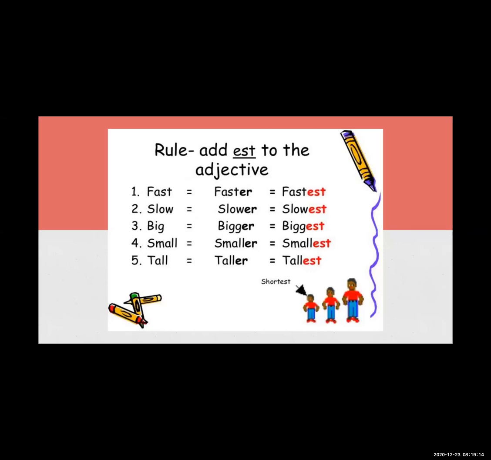Now what is the rule in this? As there was a rule in the comparative degree, over here also we have a rule. Let me revise what the rule was in the comparative degree. As we were comparing, fast was faster, slow was slower, big was bigger, small was smaller, tall was taller. We were simply adding er in the comparative.